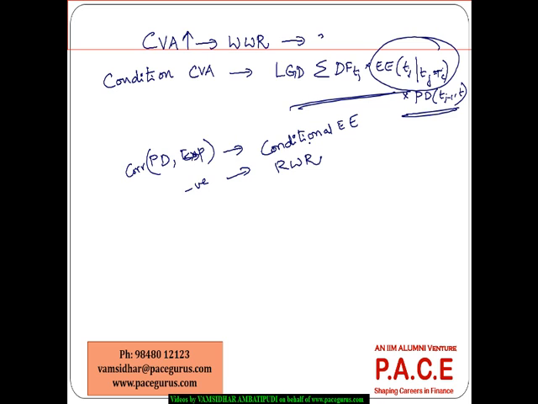So this is what we can understand from wrong way risk, what role it has played, and how I really get into the measurement of that, and a few examples with respect to the financial markets.